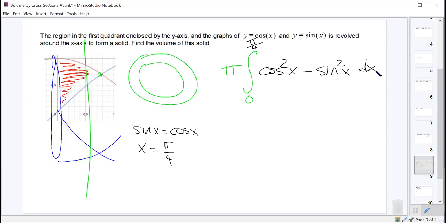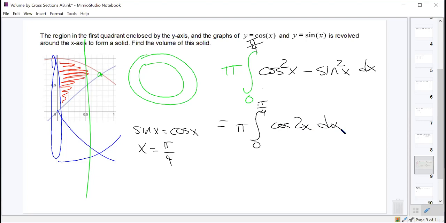There's one on there about cosine squared minus sine squared that you should memorize and know and be able to utilize. What is cosine squared minus sine squared equal to? Cosine 2x. So this becomes pi times the integral from 0 to pi/4 of cosine of 2x dx. Good or no? Yeah? Okay. How do we integrate cosine of 2x?